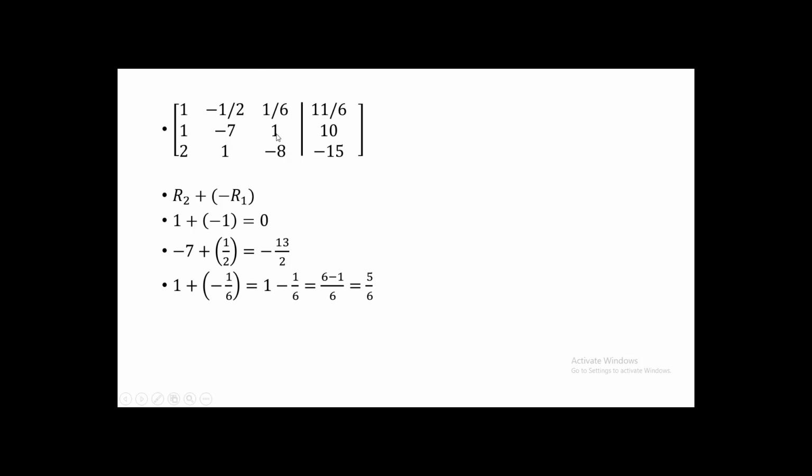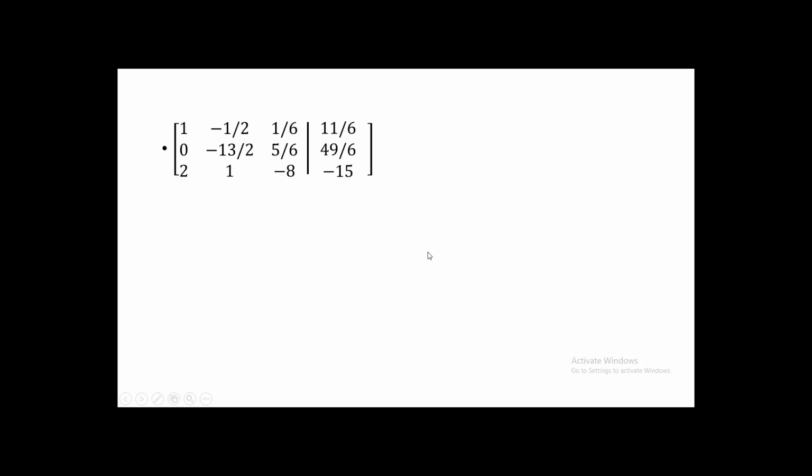Then 1 R2, the operations are applied on R2, so 1 plus minus 1 by 6, which gives you plus into minus, minus 1 minus 1 by 6, is equal to 5 by 6. Okay, then this part, 10 plus minus of 11 by 6, is equal to 49 divided by 6. So this is what I got after simplifying it. Okay, after just writing it down.